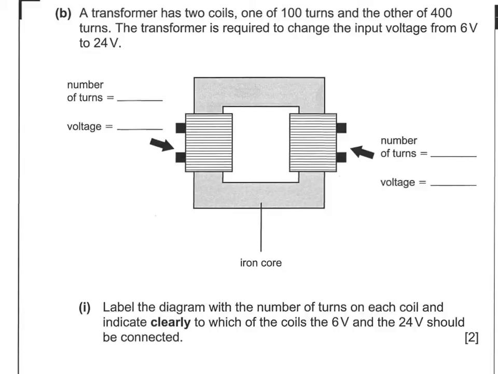Part B. A transformer has two coils, one of 100 turns and the other of 400 turns. The transformer is required to change the input voltage from 6 volts to 24 volts. And then you're asked to label the correct numbers of turns at each side and which one has which voltage.